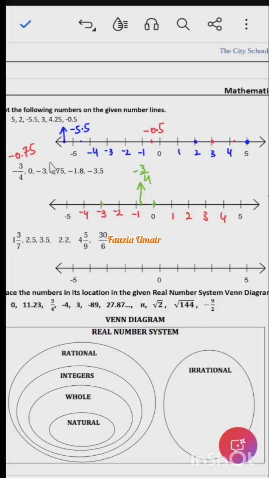0.75 would be where on the number line? But you need to be attentive. Between 1 and 0. So more towards which number? 1. More towards 1, right here. So approximately here is 0.75, right?